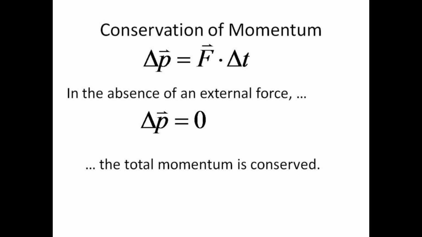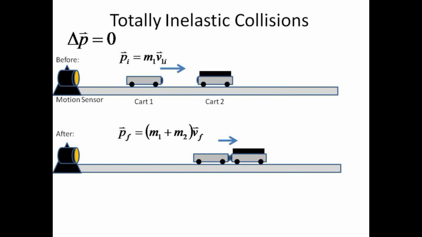We now move on to collisions between two carts. In the absence of any external force, we expect the momentum to be conserved, that is, unchanged. We begin with a class of collisions called totally inelastic, where the two objects stick together after the collision. Cart 1 comes into the collision with momentum m1v1 initial. The two carts leave the collision with momentum m1 plus m2 times v final. These two momenta should be the same.